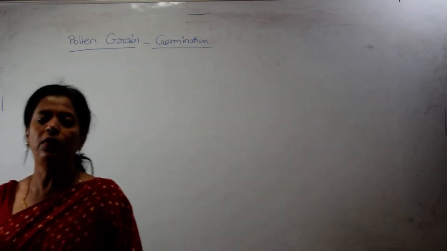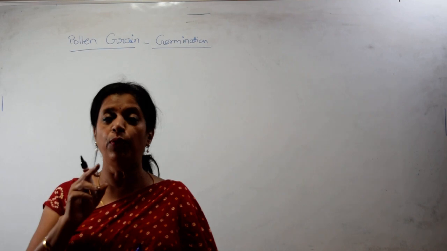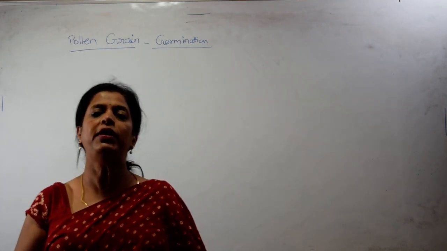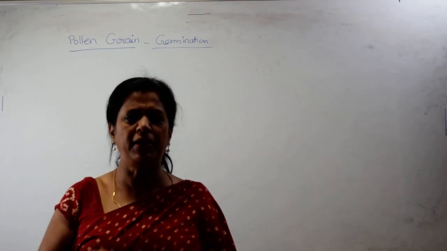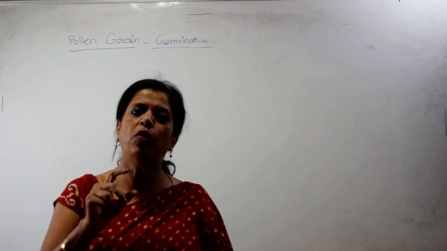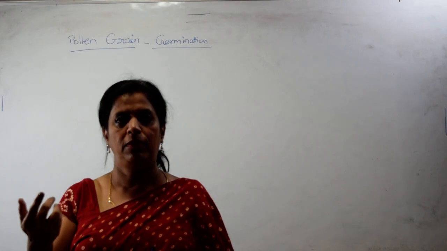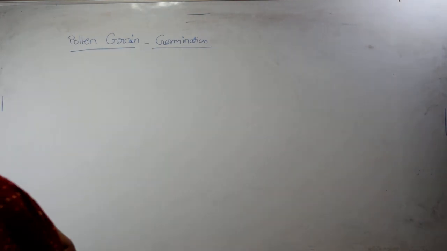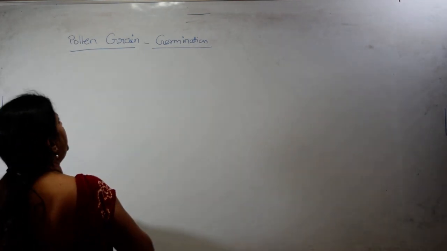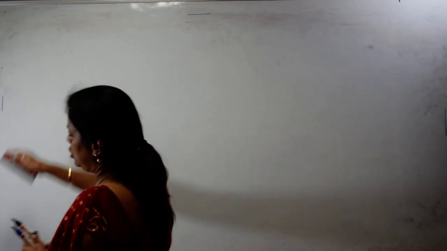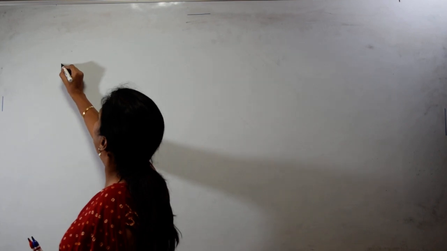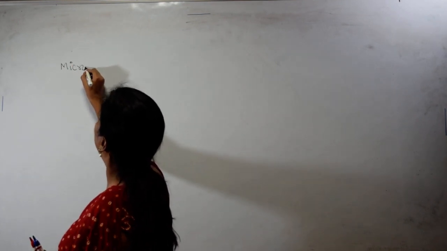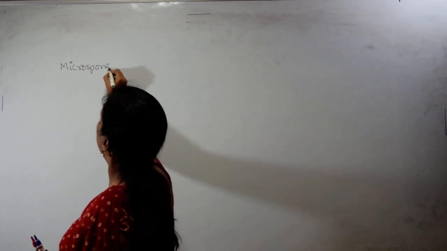Okay students, now let's continue with the development of the pollen grain. Pollen grain, I told you, is a microspore. So before this, I'll give you one small thing: how the microspore mother cell forms the microspore. Pollen grain germination happens only when it is released. So just one more thing I would like to give you, that is the development of the microspore from the microspore mother cell.